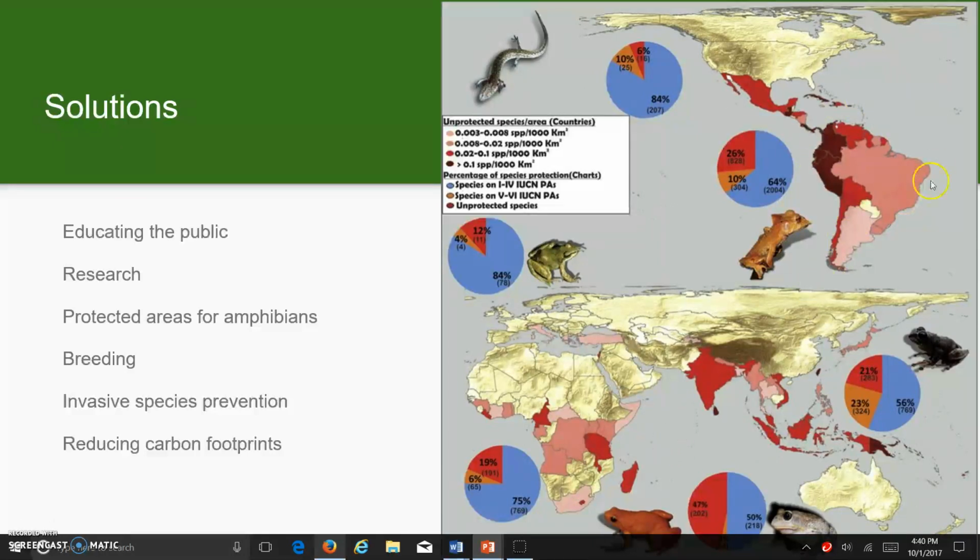Looking at the Amazon being one of the most biodiverse amphibian locations, it looks like they're in this category for unprotected species, and it does appear that out of all these countries being looked at, they're at about 64% of species being protected and 10% being protected, with only 26% being unprotected. And remember, they have over 138 species of amphibians in that region. So the solutions to protect the species are listed here, and we're going to discuss more about biodiversity in the next lecture.